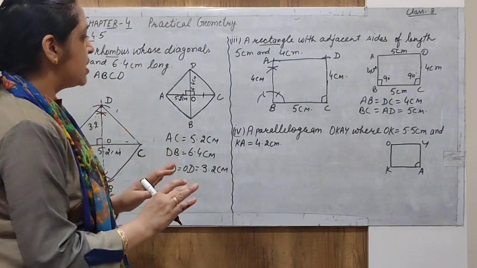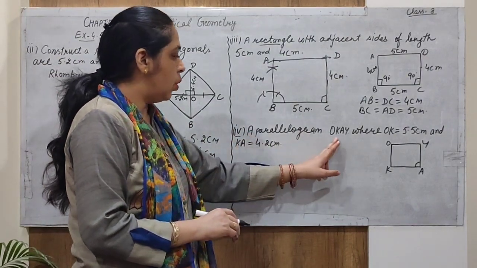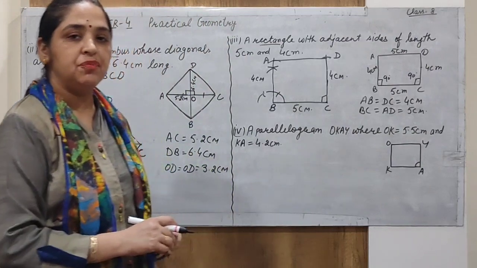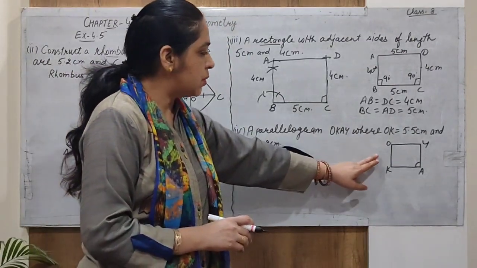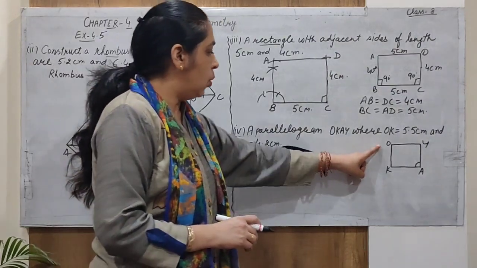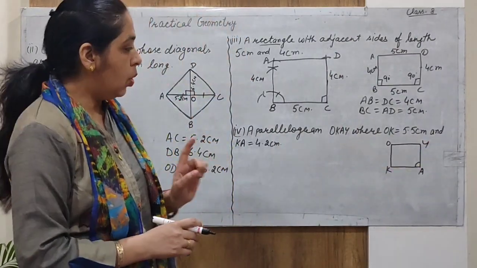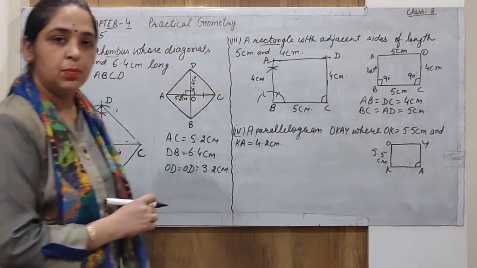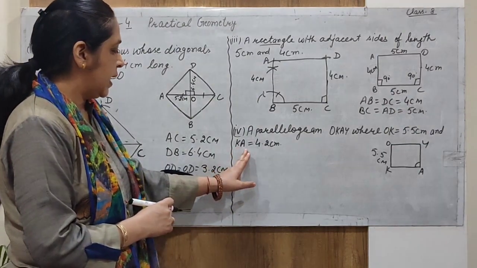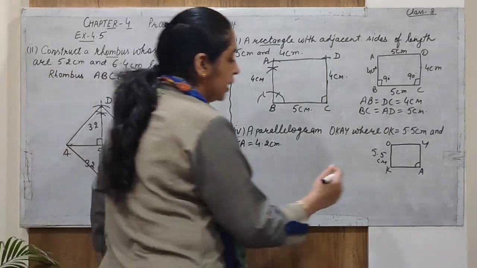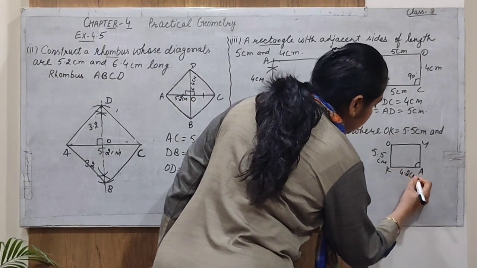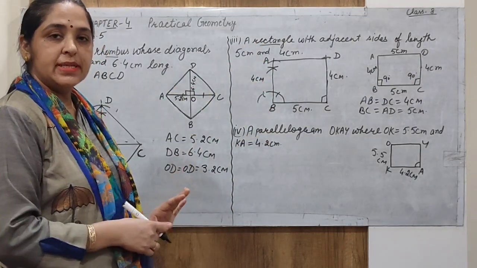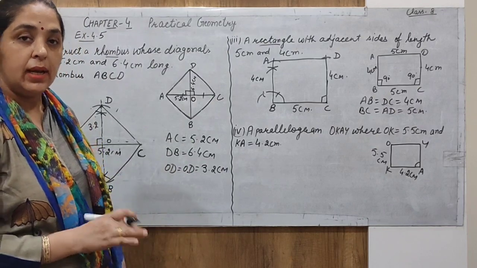The last question of this chapter is a parallelogram OKAY, where OK is equal to 5.5 centimeter. Suppose we have to draw a quadrilateral OKAY. Now OK is equal to 5.5 centimeter. One side is 5.5 centimeter and KA, the other side, is 4.2 centimeter. Alright. In parallelogram, similarly like the rectangle, one property is similar, that opposite sides are equal and parallel.